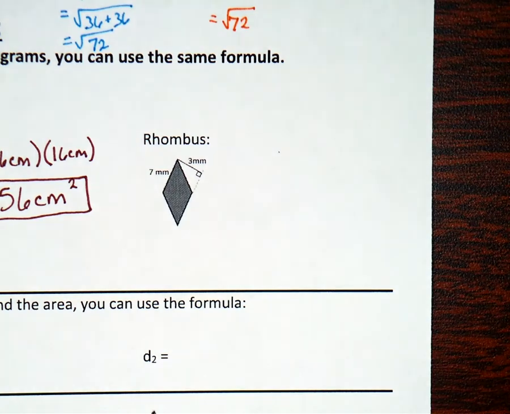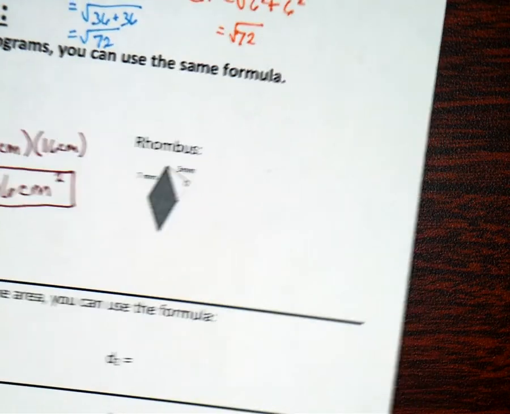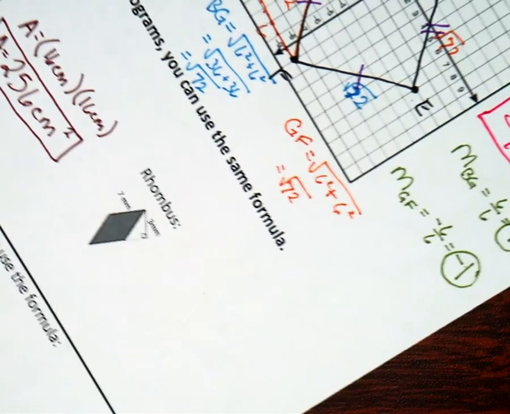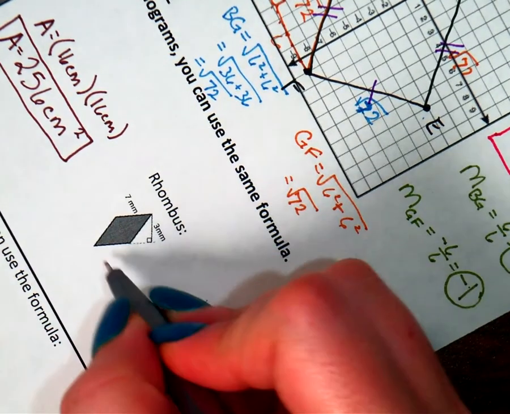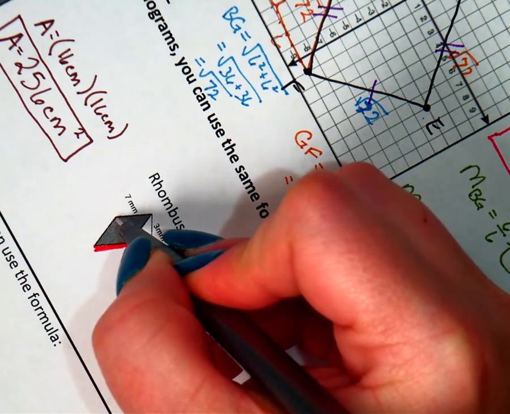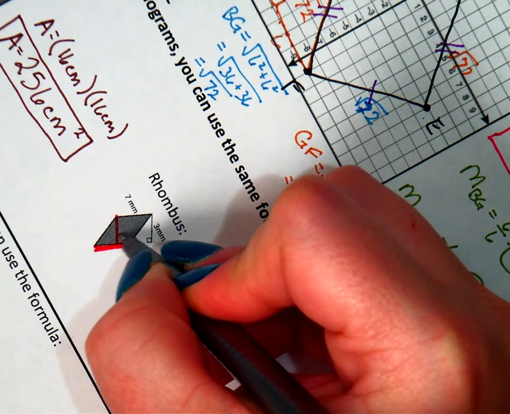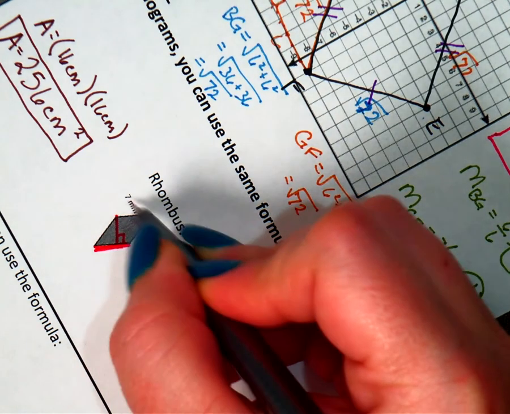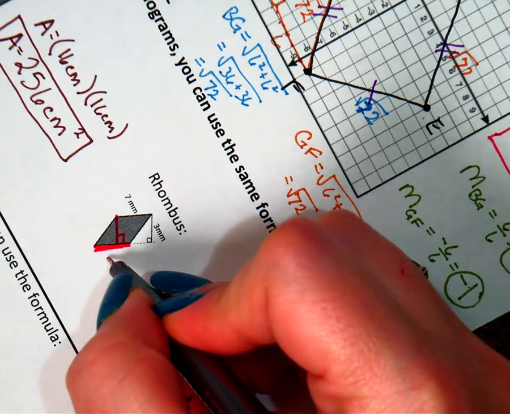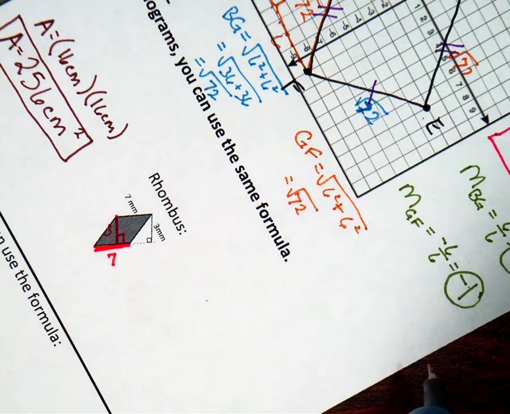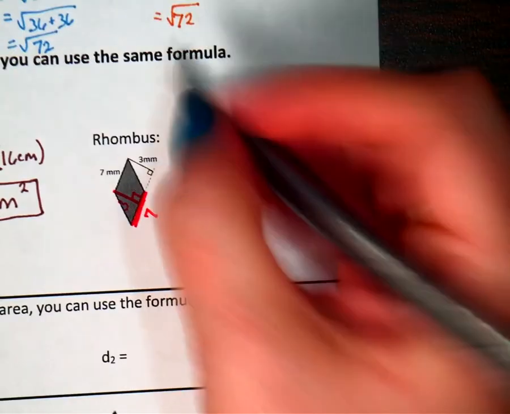Okay, so on this one, it's kind of hard to tell, but if I just turn my paper a little bit sideways, you can always rotate your paper all the way upside down if you need to. If I turn my paper like this, then it's pretty easy to see a base and a height. My base is going to be the same as all the sides because it's a rhombus, so all the sides are the same. So my base is 7, and my height is 3. So I'm going to use 7 and 3 for my base and my height, and my units are millimeters.